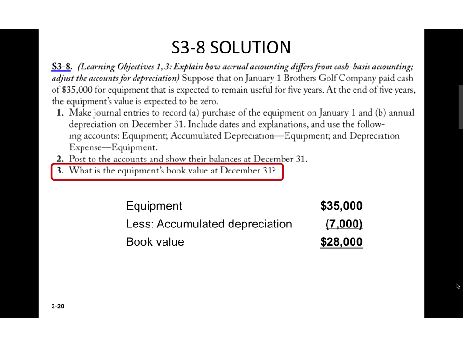And on the balance sheet, when a company shows its plant assets, it's going to show the $28,000. In the notes to the financial statements, they're going to show the accumulated depreciation. But typically, when you look at a balance sheet, many times it's just going to show the $28,000 book value.